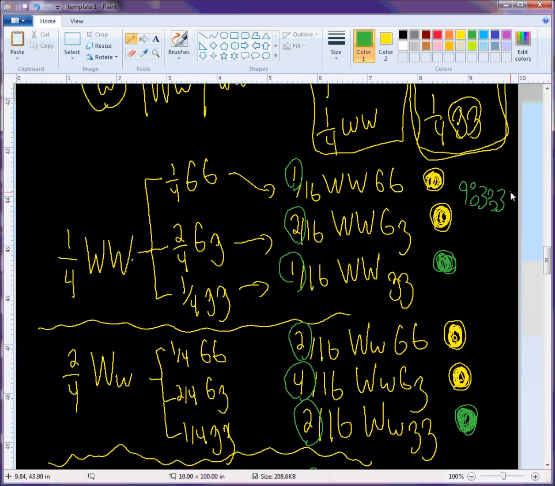So that's it. Problem 3.7 is done. Kind of a long problem, but if you understand that, then you understand Mendel's dihybrid crosses and how to solve them by the Punnett square or the forked line method.